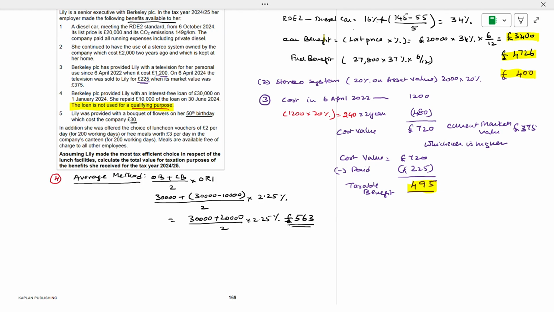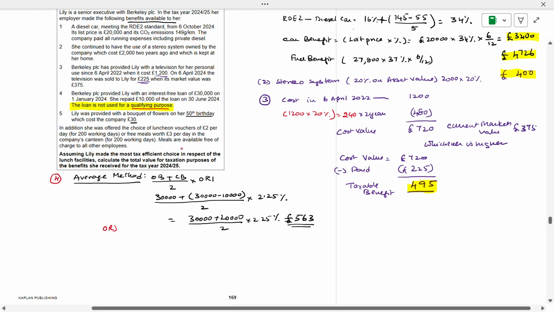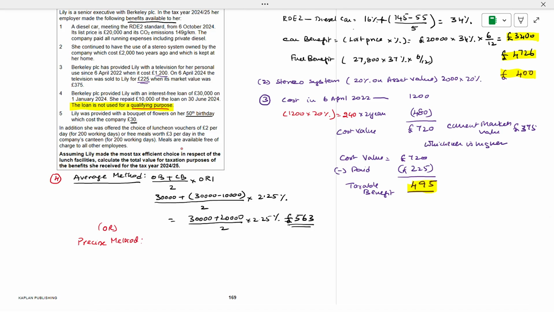Are you going to use that? It is not for qualifying purpose. See, on one side we have done the average method. On the other side, you do the precise method. Whichever is lower, we will take.